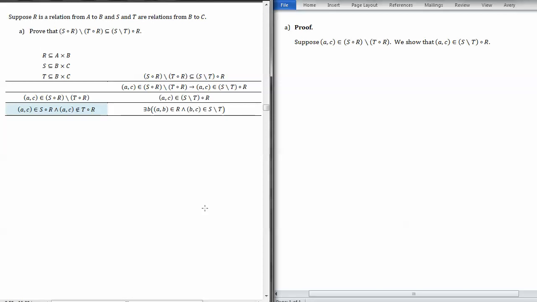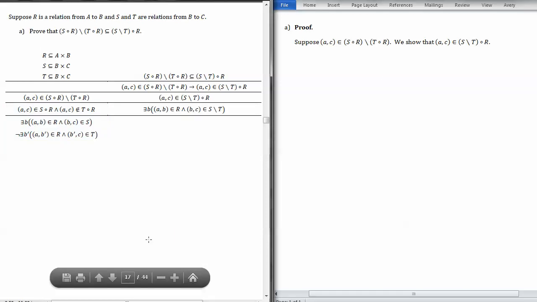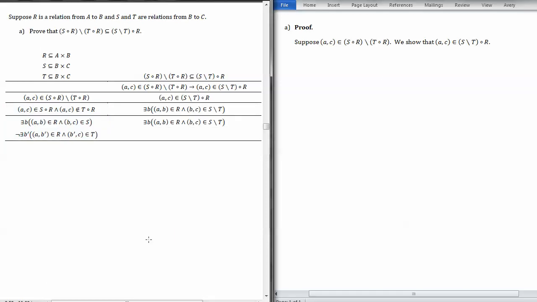All right, and then we have these element of a composition statements, and if we break them up on separate lines, then the first one gives us something quite similar to what we had over here. There exists a B such that AB is in R and BC is in S. And the second one, something similar again, but I'm going to use a different bound variable B prime, and this is not contained in the composition, so I'll put a negation symbol out front. Okay, what are we going to do with all that?